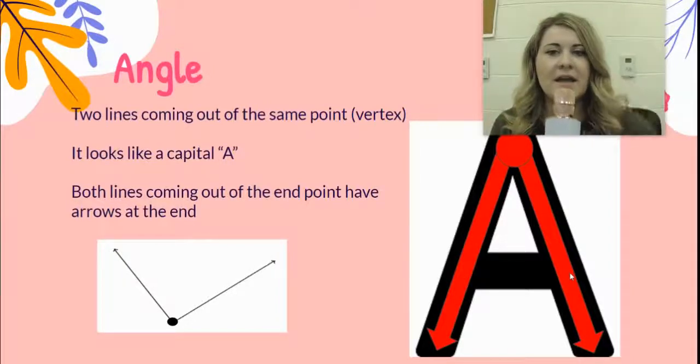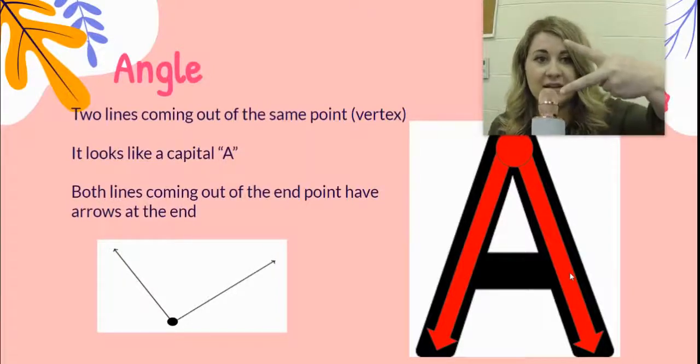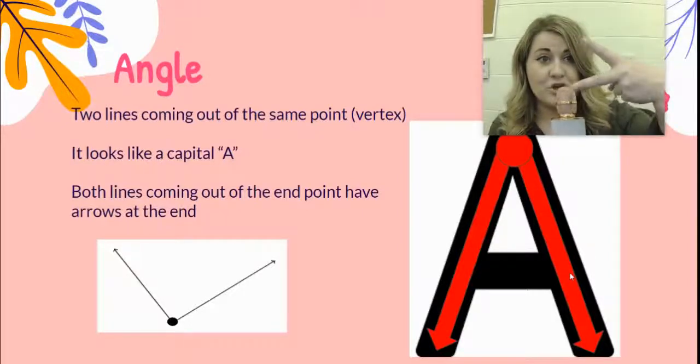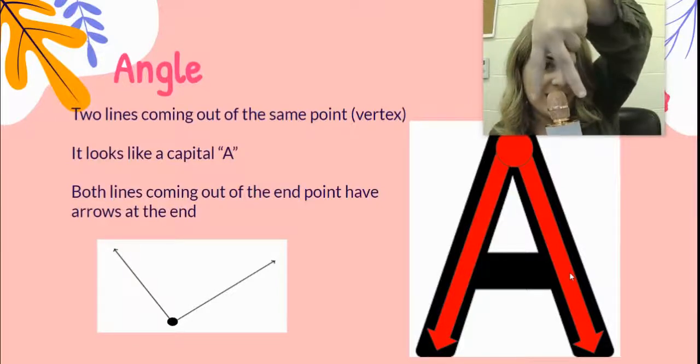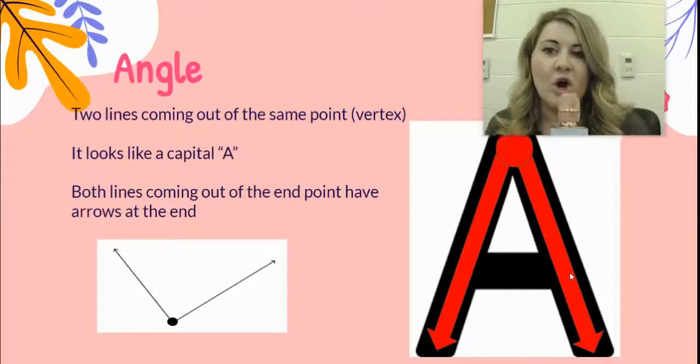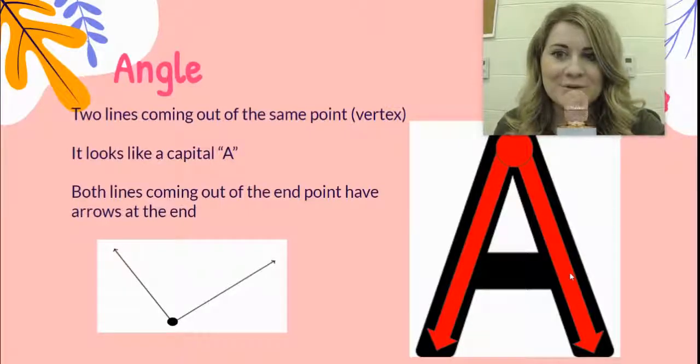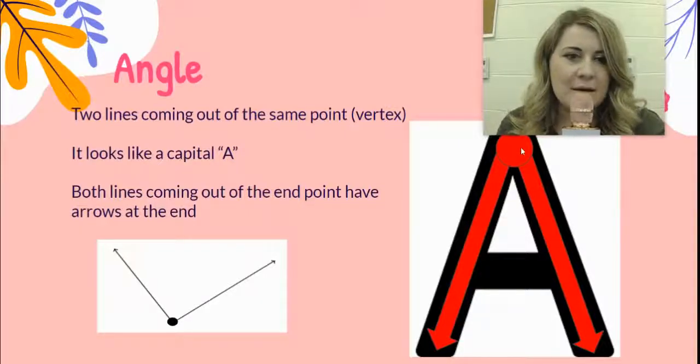Okay, so an angle is when you have two lines, kind of like a peace sign. And if this is your endpoint right here, you've got two lines coming out of it. And when you turn it upside down, it looks like an A. You're just missing the middle part. But yeah, an A. A for angle, okay? And that is the letter that it starts with. And they come out of the same point right here. And it kind of looks like a corner, right?